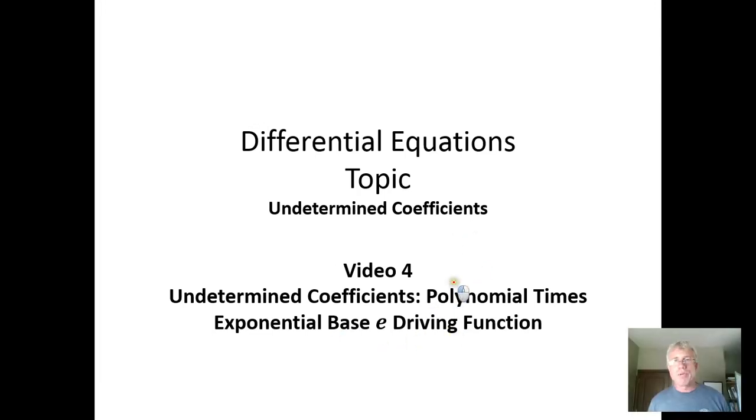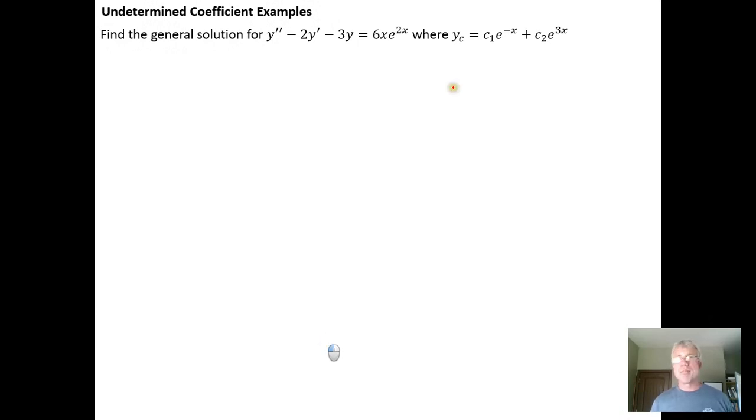So in this video, we're going to look at a case where the driving function is a polynomial times an exponential base e, and we're going to apply the undetermined coefficients method to it. Before we jump into it, I want to just remind you that all real numbers are polynomials. So if I had 7 times e to the 3x, this is still a case where we have a polynomial of degree 0 times e to the 3x. So the technique is going to be the same even if it's a constant.